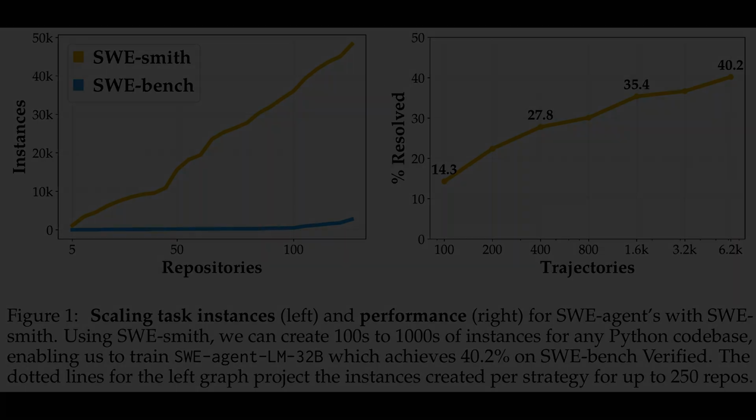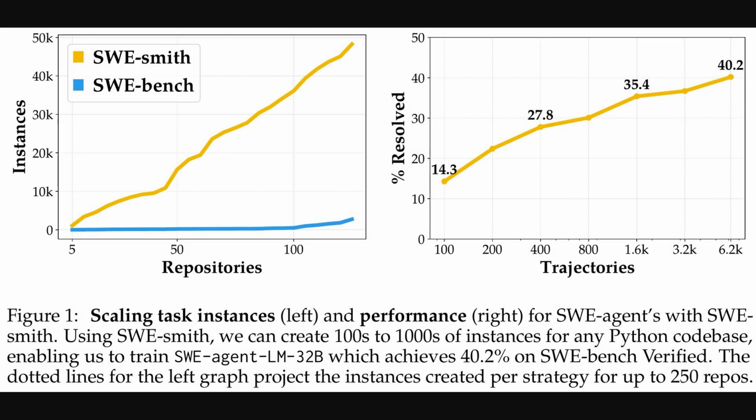Alright, so this first figure really drives home how SWE-smith tackles that data shortage. On the left, we see a graph where the yellow line, representing SWE-smith, climbs steeply. This shows it generates many more task instances, specific problems for the AI, from more code repositories or collections of code compared to the blue SWE bench line. The right graph then shows that as an AI agent is trained with more of these solution paths or trajectories, its ability to solve tasks, measured by its pass at one resolve rate, that is, its success on the first attempt on the SWE bench Verified benchmark, a standard test, clearly improves.